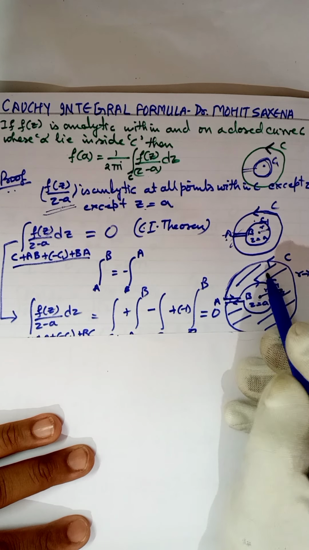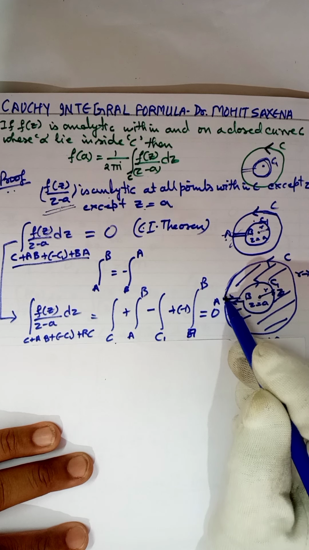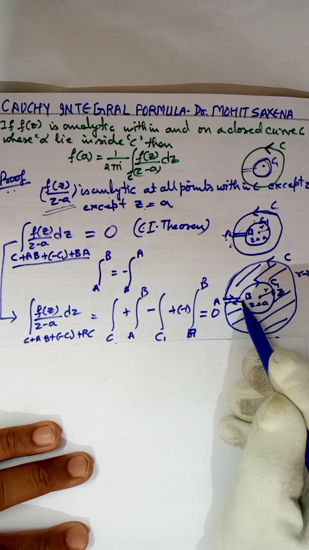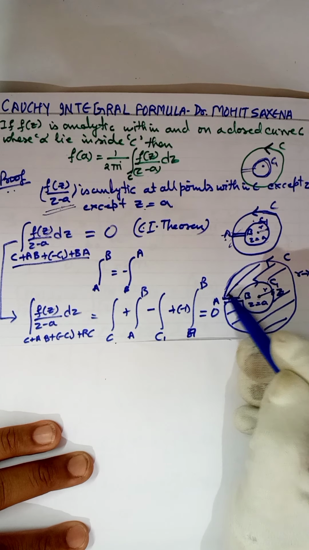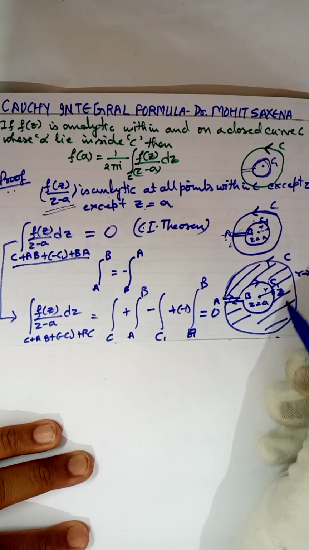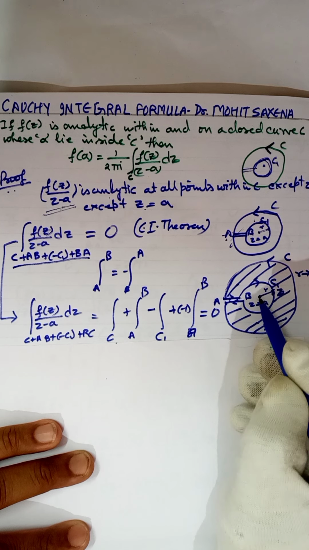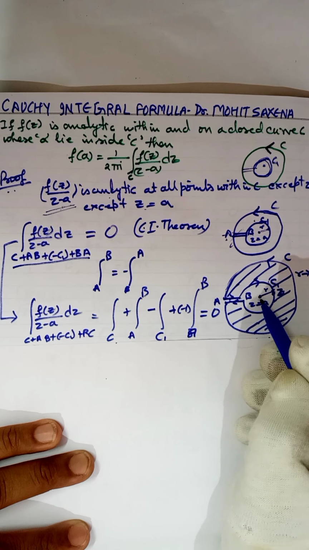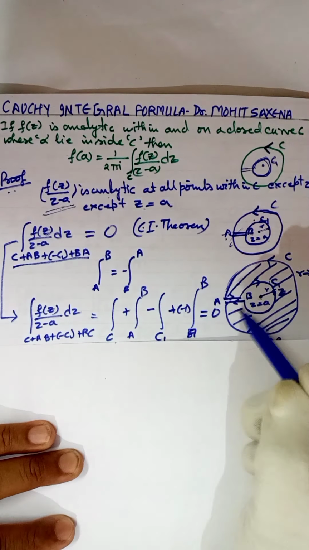Now what is the boundary of our region? The boundary of our region is C, then point A to B, then the smaller circle C1, then point B to A. This completes our region. This shaded portion is our new region. Both C1 and C are concentric. Concentric means their center is at the same point z equals a, which is the singularity of the function.